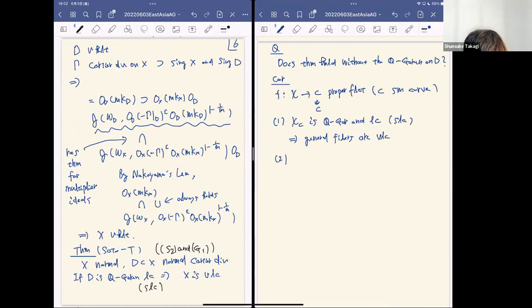And the second claim is, under the assumption that the generic fiber is Q-Gorenstein, if the special fiber is Q-Gorenstein and log canonical or semi-log canonical in the classical sense, then so are the general fibers.